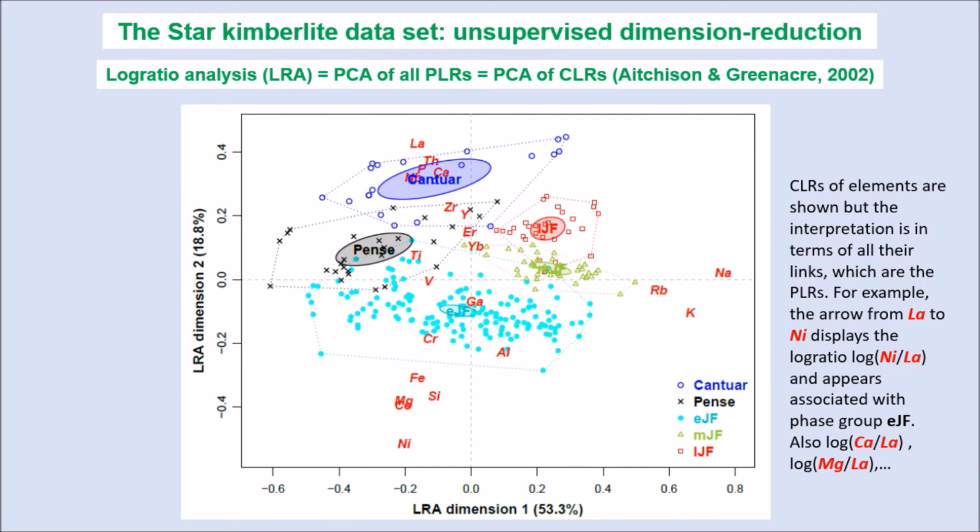To conclude this section on unsupervised learning, this is the reduced dimensional space of the CLRs mentioned earlier. This PCA of the CLRs is called log ratio analysis, or LRA, since it is equivalently the PCA of all pairwise log ratios. This PCA biplot is not interpreted in the usual way, in terms of the parts, but rather in terms of the pairs of parts that are linked, which represent pairwise log ratios. For example, an imaginary arrow from LA at the top to NI at the bottom represents the pairwise log ratio log of NI over LA. And this log ratio would be higher on average in the phase group EJF, which is in the direction of that ratio.